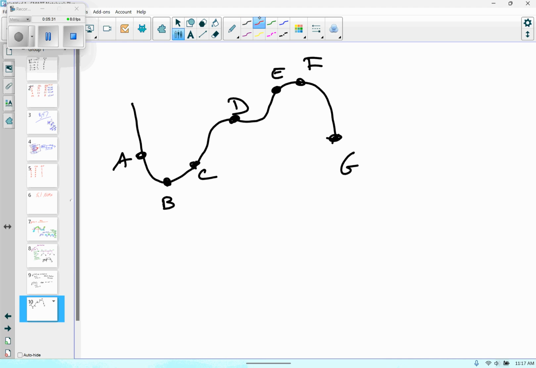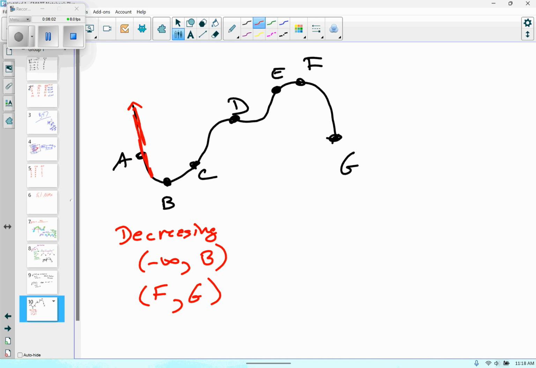So things that I would know about this graph is, it appears that we have an arrow here. It appears it is decreasing from negative infinity all the way to B. And then it's also decreasing from point F to point G. Okay, that's where it'd be increasing or decreasing in this case. Okay, so it's decreasing here, and it's also decreasing here. Okay, and that's our original function, which is kind of a goofy looking thing.